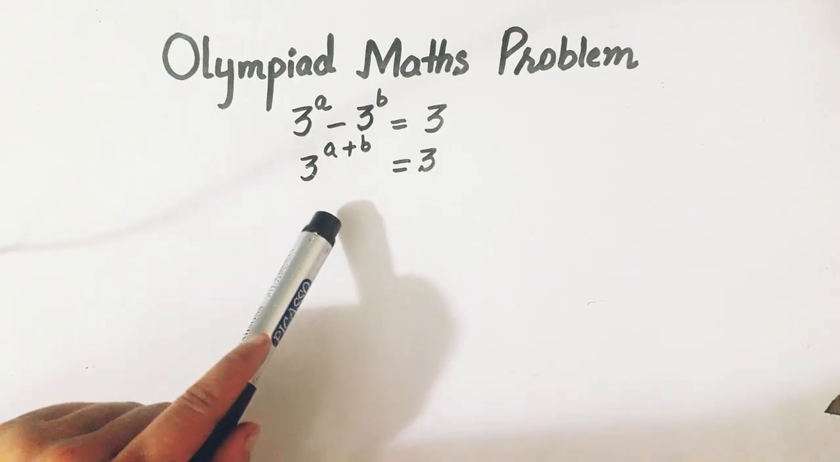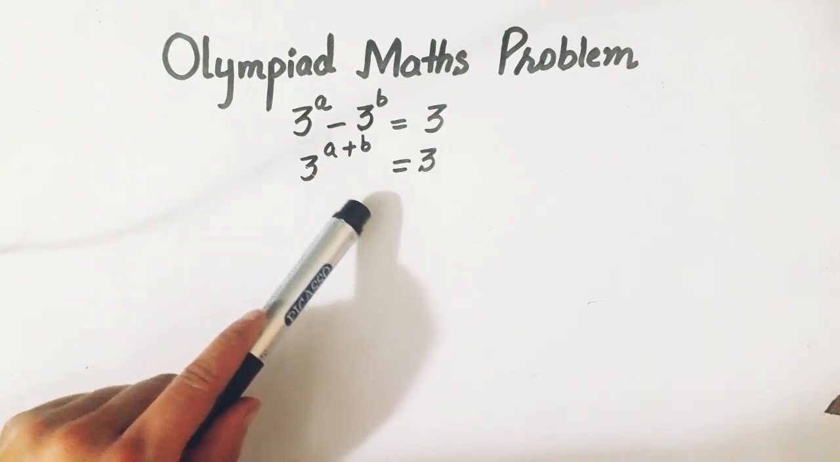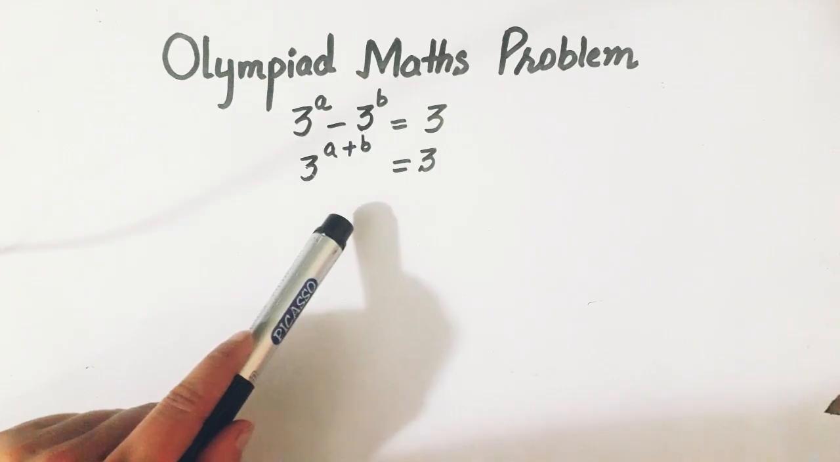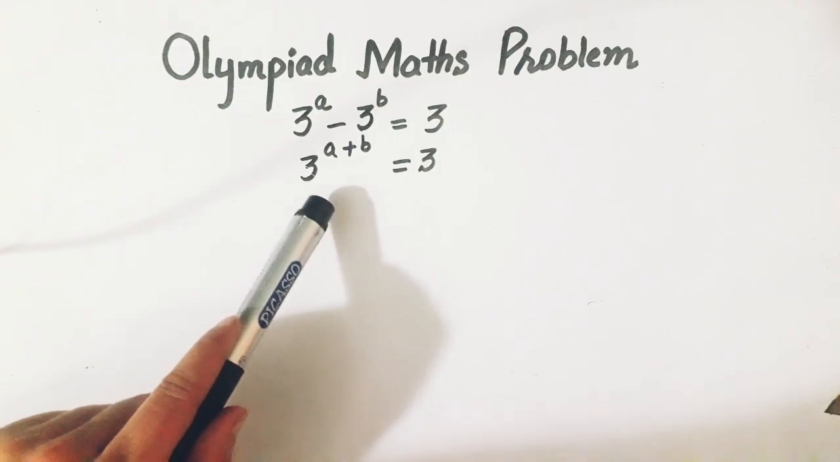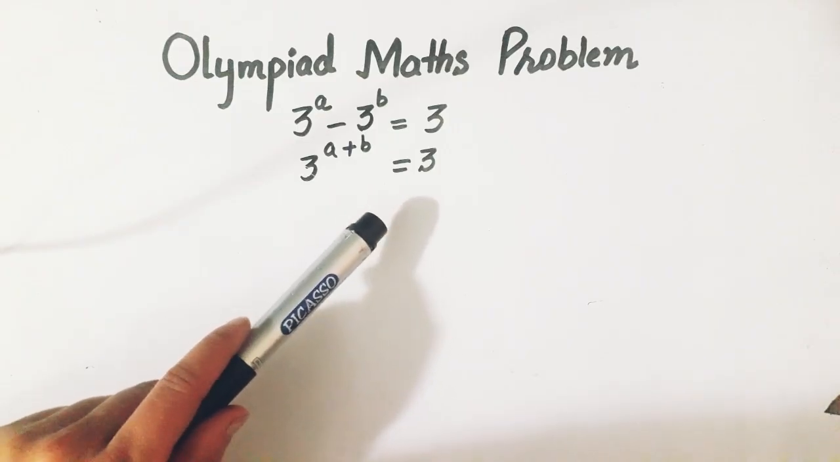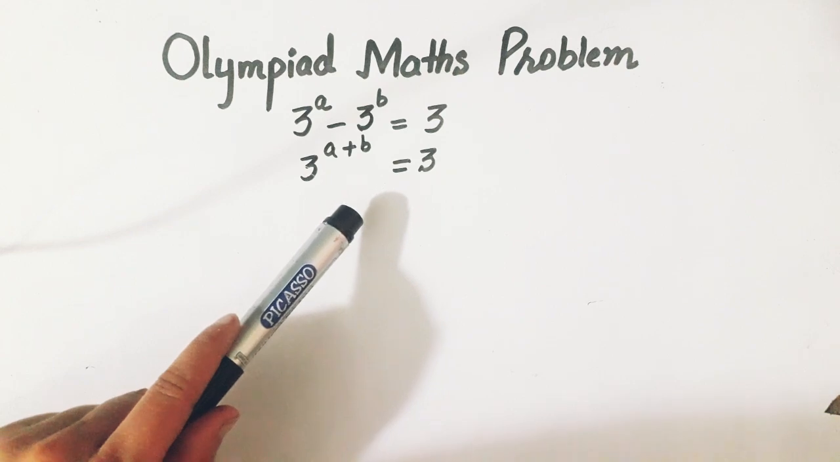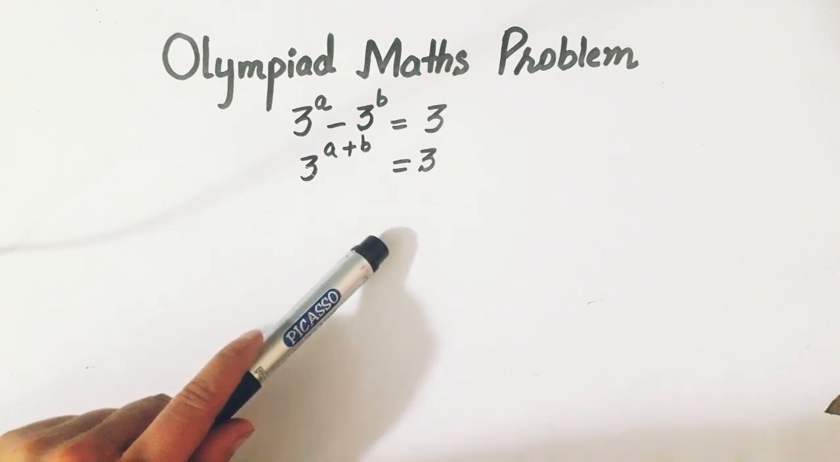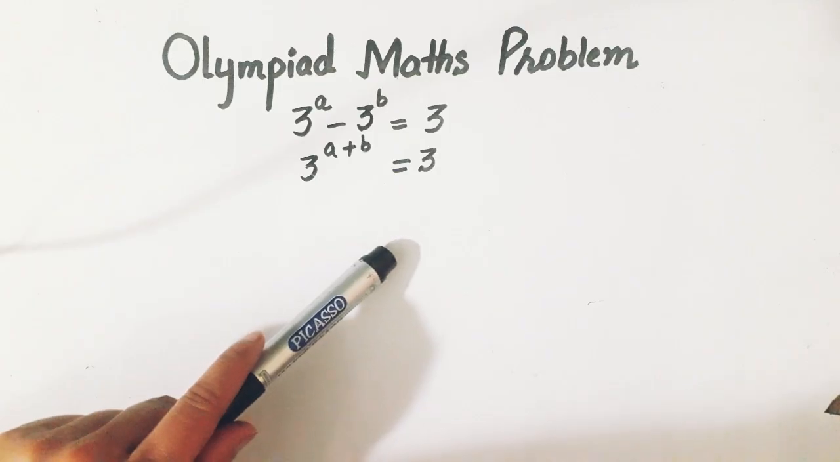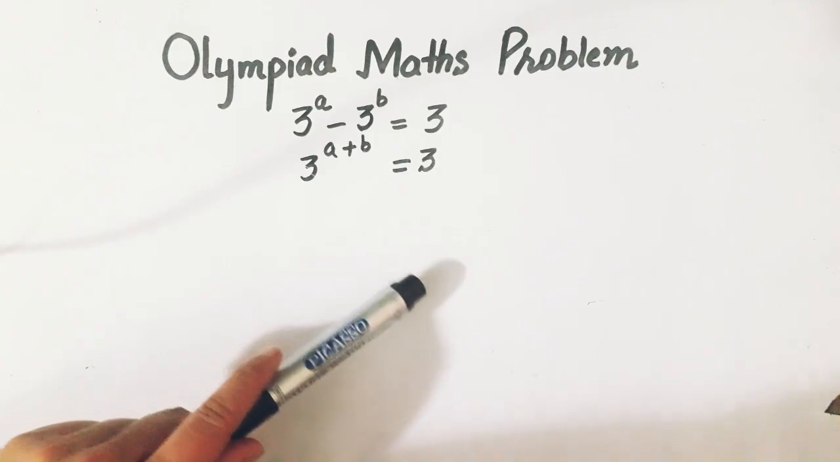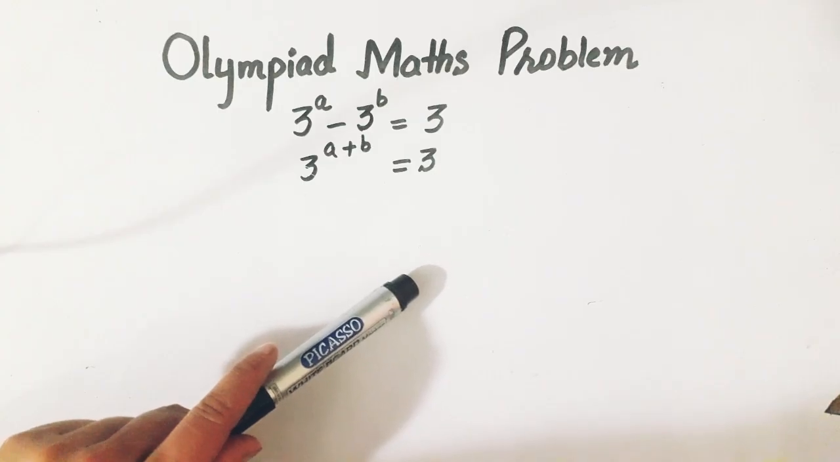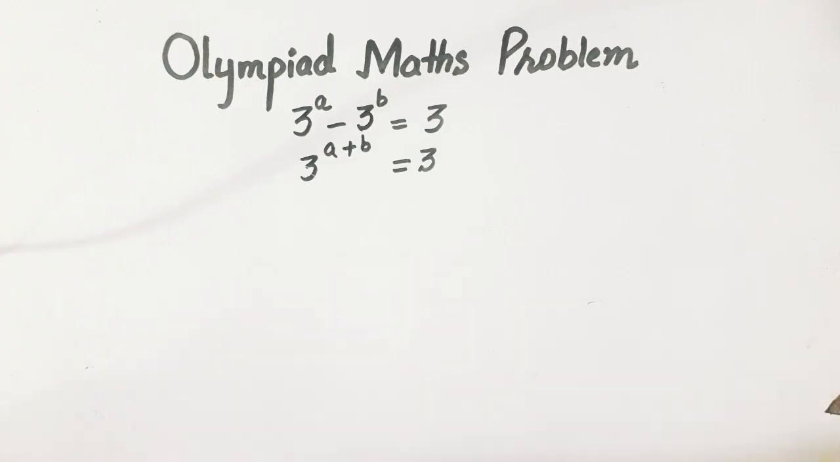Today's Olympiad math problem is 3^a minus 3^b equals 3 and 3^(a+b) equals 3. Many students fail in Olympiad math because they use a long method. But today I will show you a short and smart solution. So don't skip this video, because one small idea will change the whole question. Now we will start solving this.